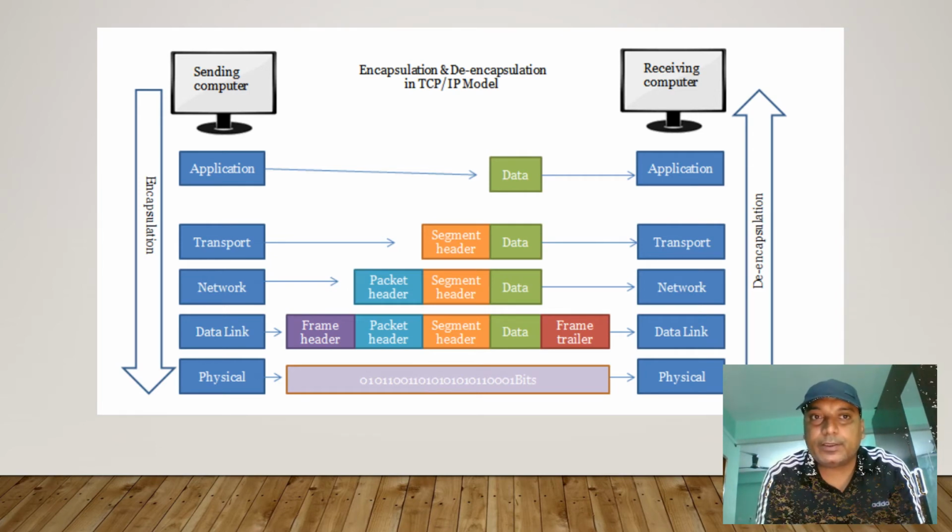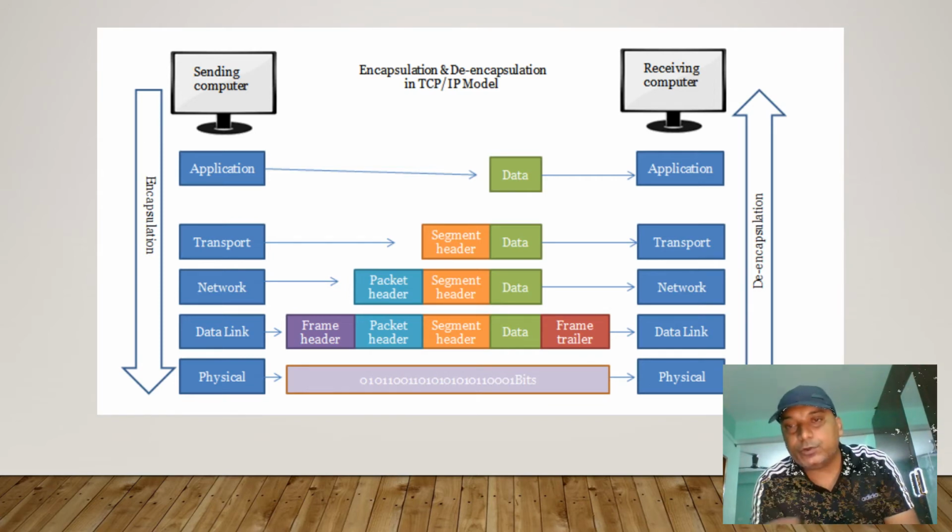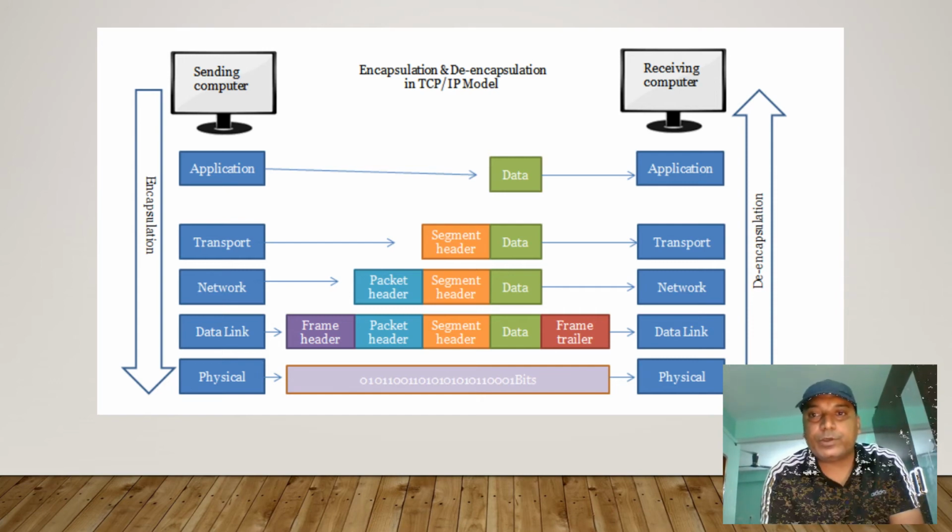So each layer's segmentation is added here. Segmentation happens in the transport layer, then in the IP network layer, the packet header is added. Okay, the packet header is added, then the frame is added in the data link layer, and it transmits data from the physical layer. And this is encapsulation when you are sending to someone, and decapsulation when someone is receiving your data. So this is encapsulation and decapsulation. I hope you understand this.